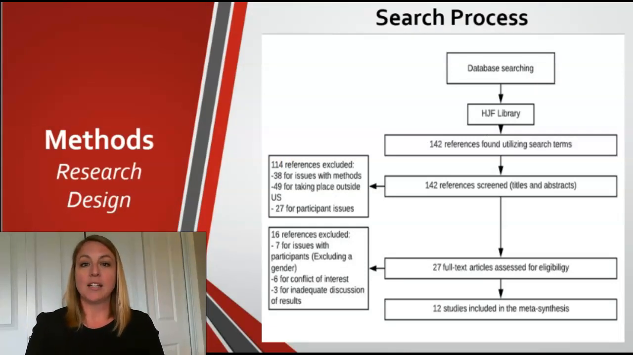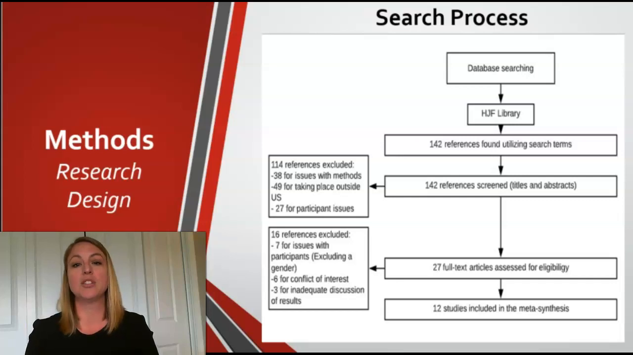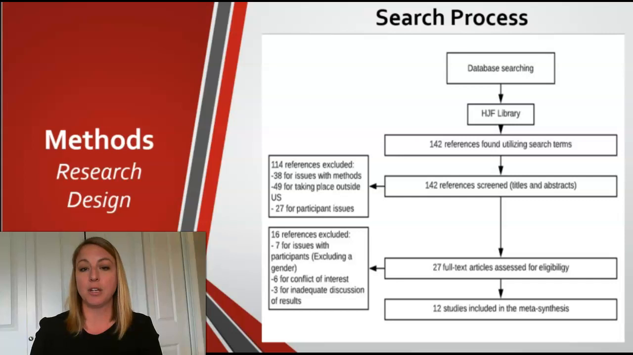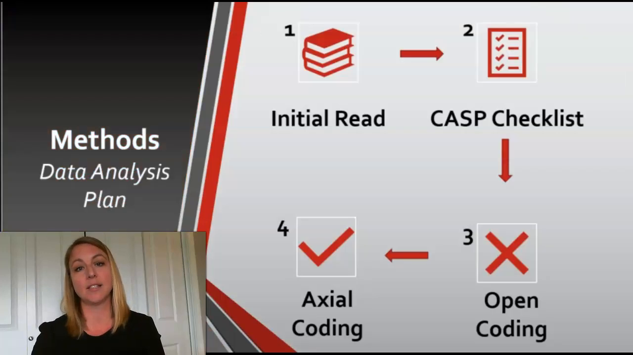A search utilizing the database was conducted by inserting search terms related to the underrepresentation of minority students in gifted programs. An initial search yielded 142 references. After a screening process, which eliminated studies for reasons like participant issues and location of study, 12 studies remained to include in this metasynthesis. An initial read-through of each of the 12 research articles was conducted.